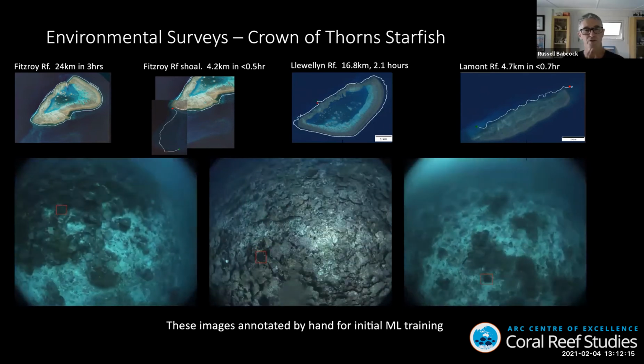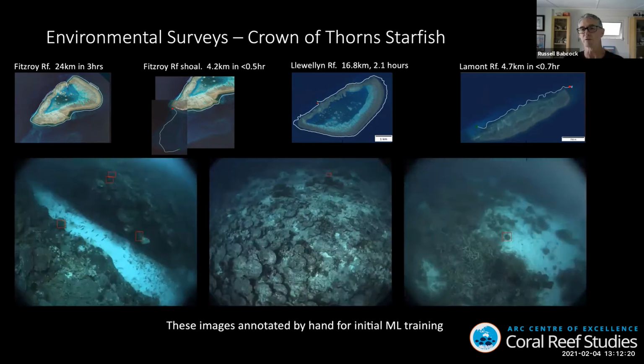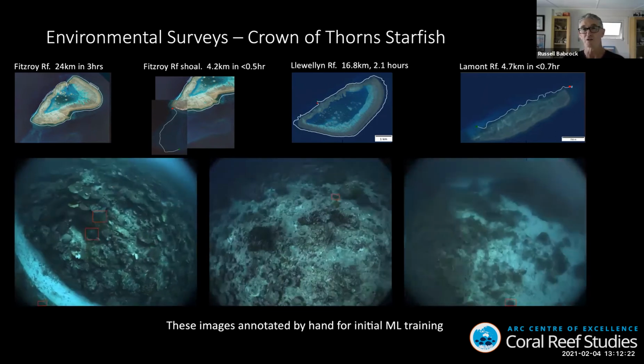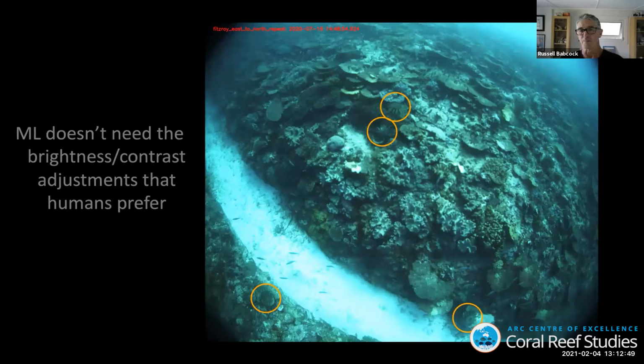Went through those images one by one, mostly Brett and I, putting these red boxes around all the starfish that we could see. So there's a hell of a lot of data there. High resolution images are pretty high anyway these days. So every 66 milliseconds, or 15 times a second, we're picking up these starfish. And in this image, which has been just picked out, there are 4 starfish. So you might see 2 of them pretty much immediately. It takes a bit more work to find the other 2. So here they all are.